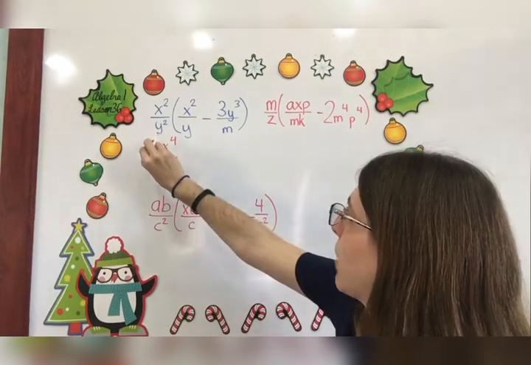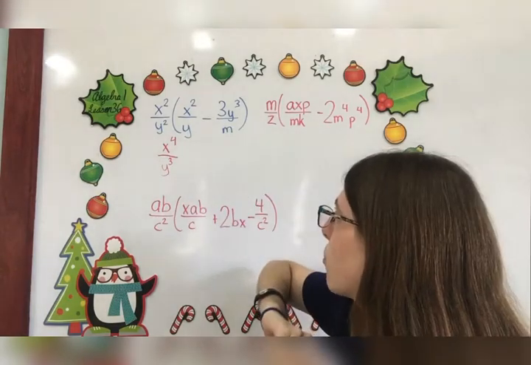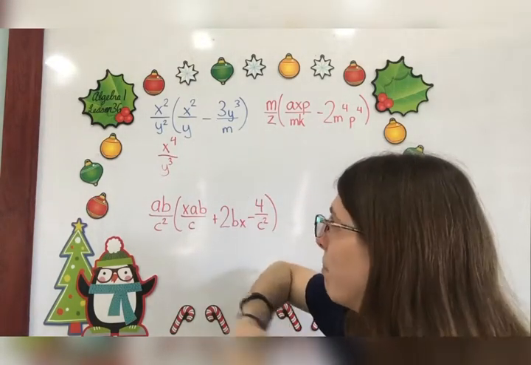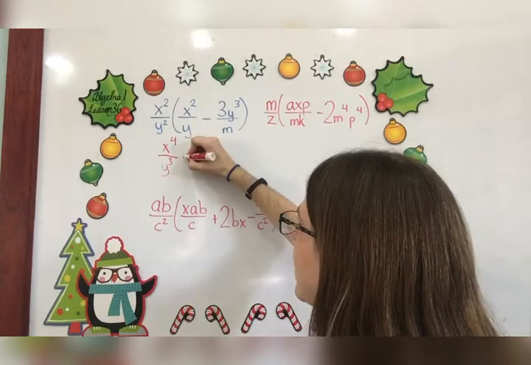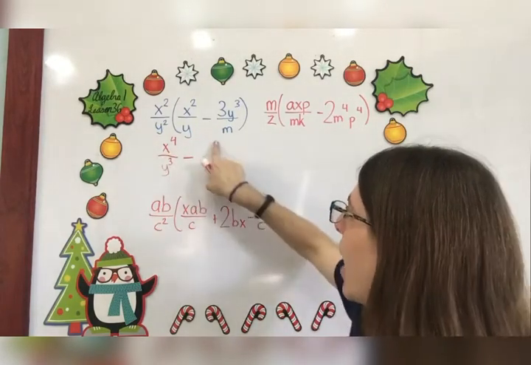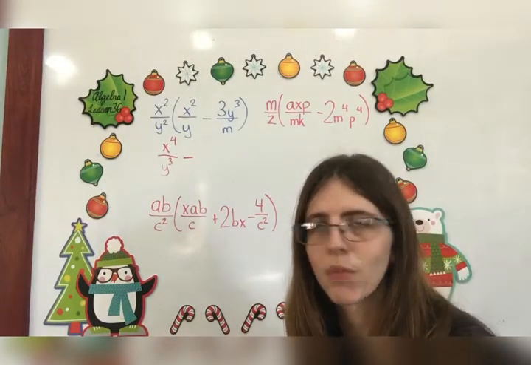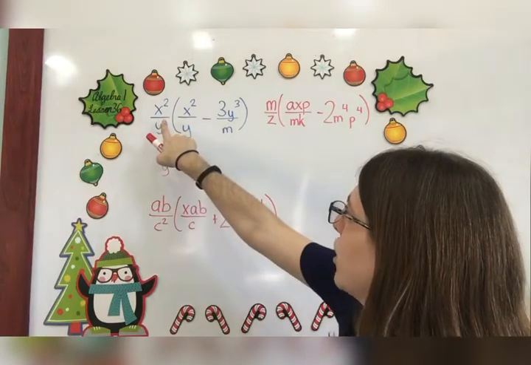Now I need to multiply x squared over y squared times negative 3y cubed over m. Well, I know that my answer is going to be negative, so I can go ahead and put that minus sign down, because this is positive and this is negative, and a positive times a negative gives me a negative answer.